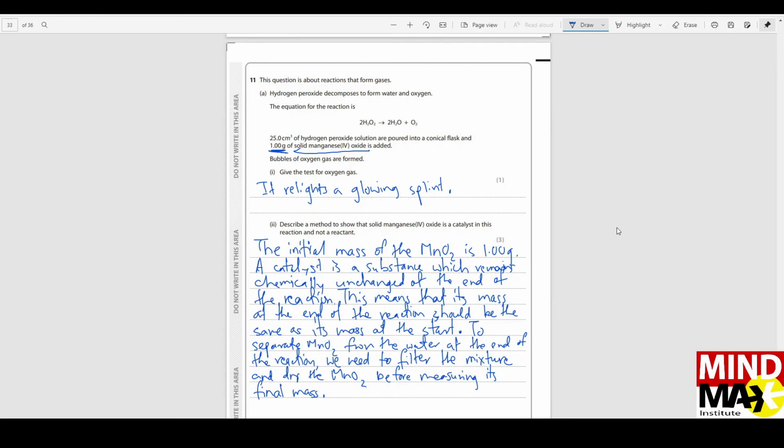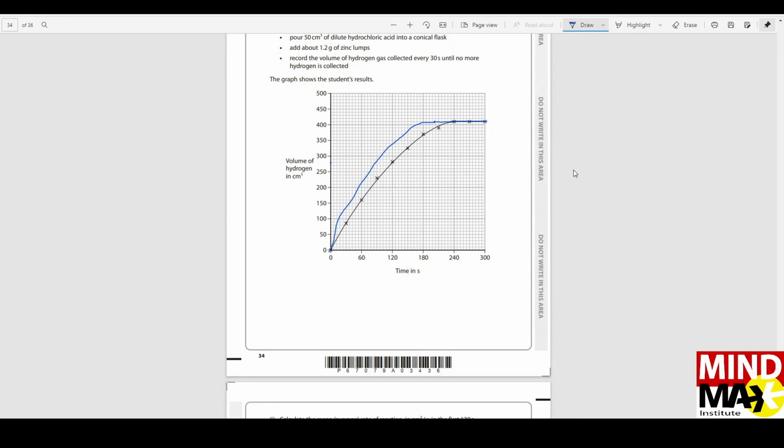Once we filter the mixture, this solid manganese(IV) oxide will be collected as a residue, and then we have to dry it because it was inside the water. So we have to dry it. Once we have dried the manganese oxide and measured its mass, we will see that it comes to 1 gram, which matches the initial value, meaning it's a catalyst. It didn't get used up in the reaction.